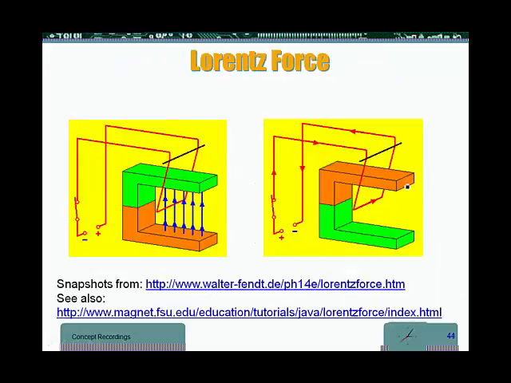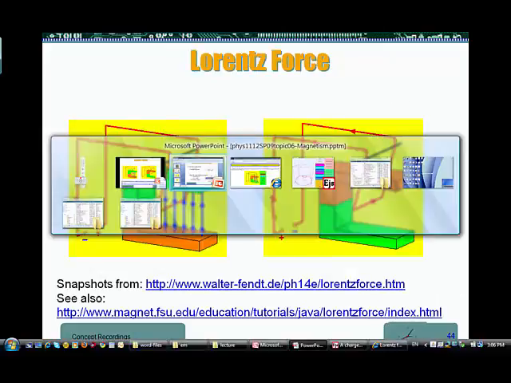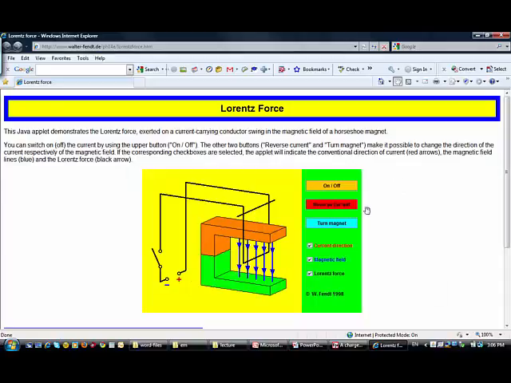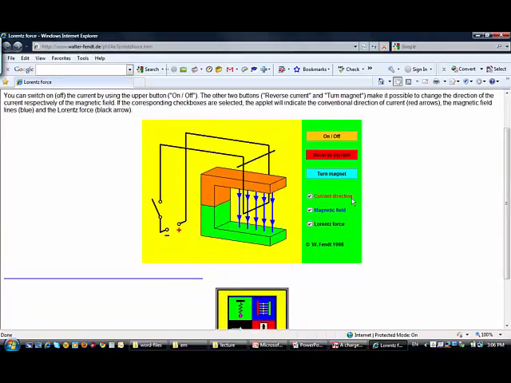Now, let's see this in action in terms of a simulation. Now, we have a magnetic field, a horseshoe magnet. North pole is the orange one here on top. The south pole is the green. You see the magnetic field line going down. And we are going to be able to see the current, the magnetic field, and the force. We call it the Lorentz force.